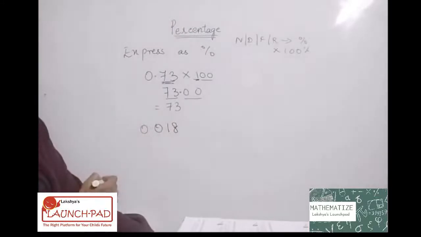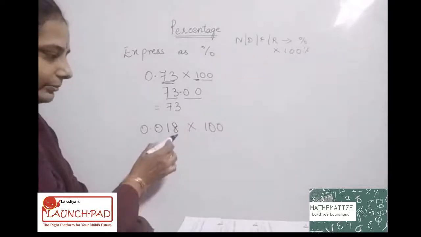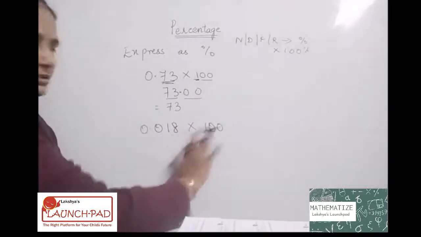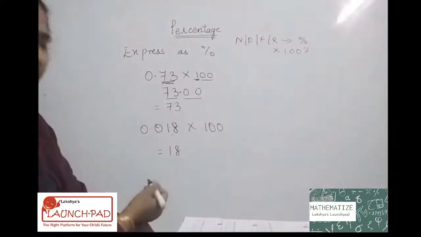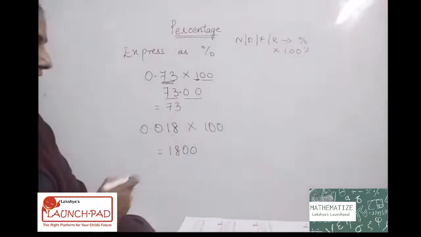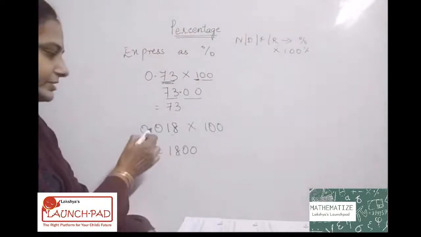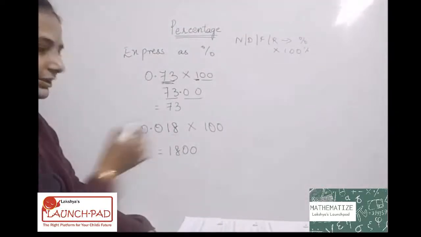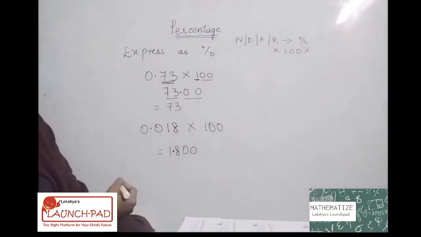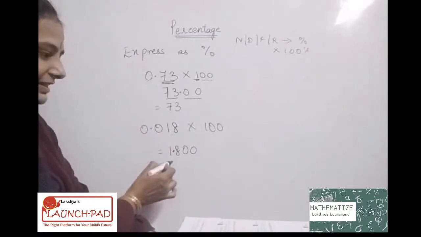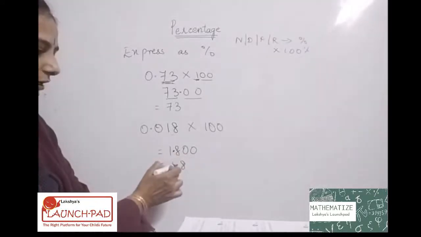0.018, you need to convert it to percentage. So, what I should do? Multiply it with 100. Now, what is my whole number? 18 here. I need no zeros now. 18 I am writing. And here, after 1, 2 zeros I am adding. If you want, you can add 0 here. No problem. 018 you can write, but no need. Now, after decimal, how many digits are there? 1, 2, 3 digits. So, here, 1, 2, 3 digits I will keep for decimal term. Now, my answer can be written as 1.8. The 0, you don't need to write. It's equal.